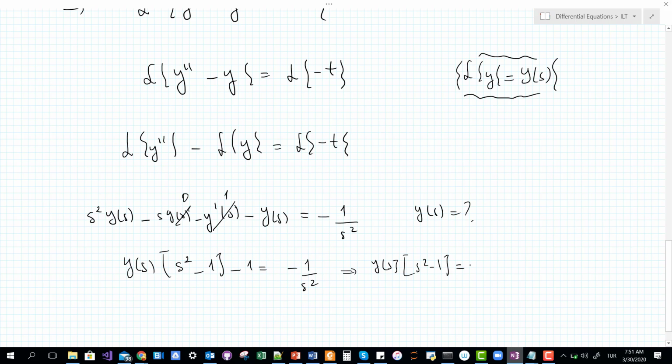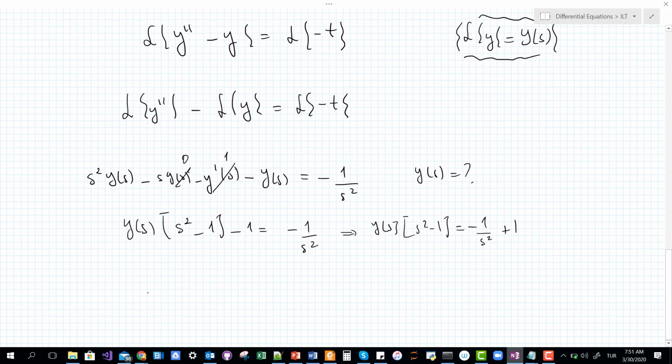Now let me move the negative 1 to the other side. If you simplify this expression, you would get this one: s squared minus 1 over s squared minus 1 times s squared. So s squared minus 1 can be cancelled. At the end of the day, you are going to have 1 over s squared. Okay, so great. Y of s is equal to 1 over s squared now. I ended up finding the Y of s.